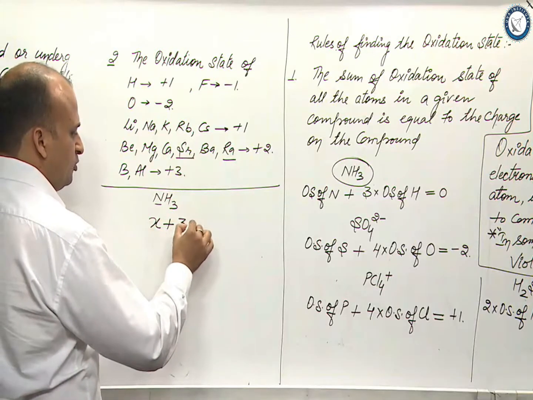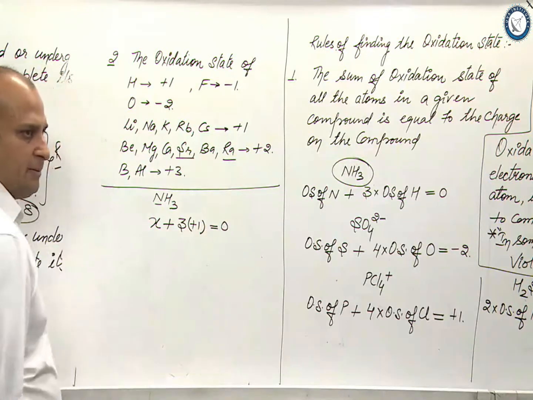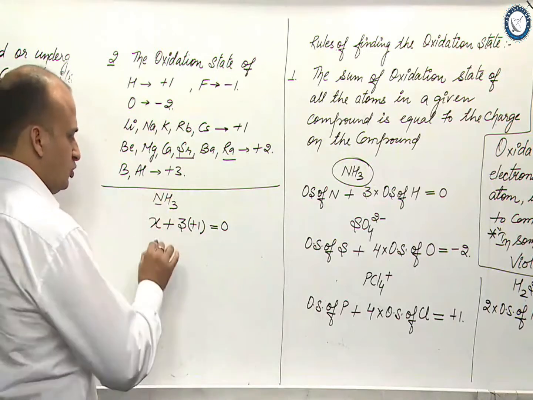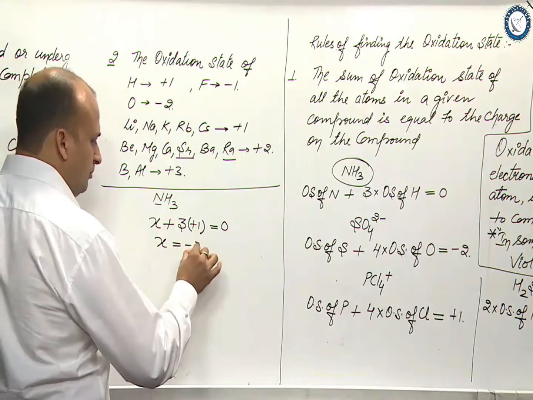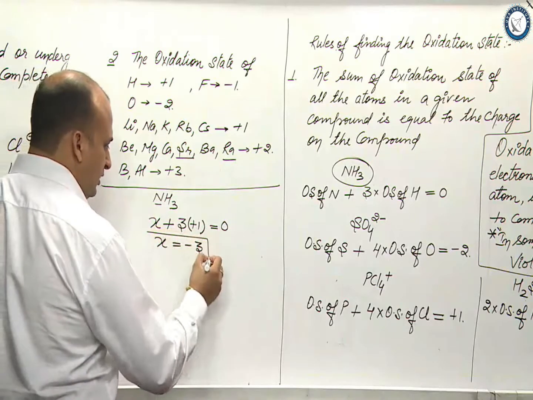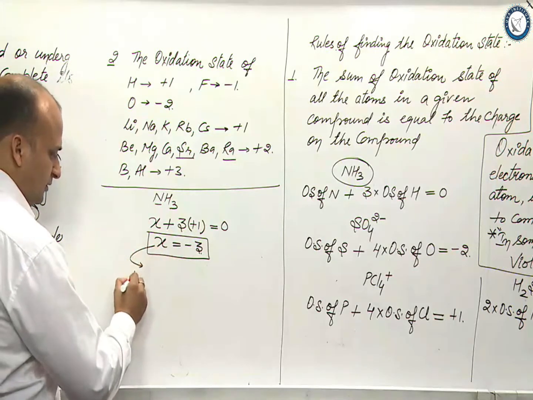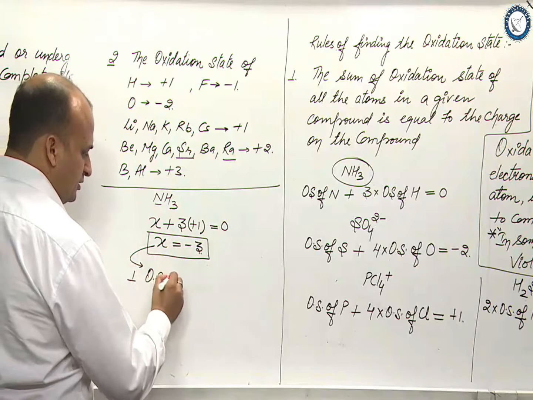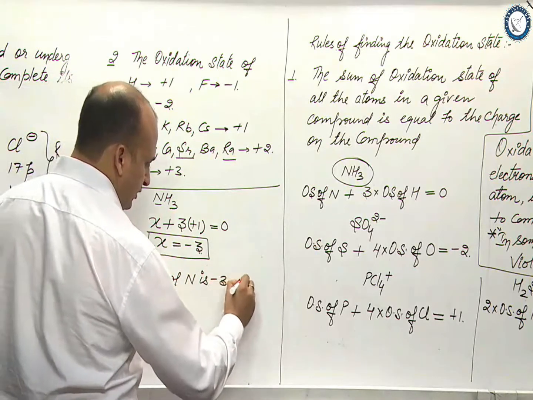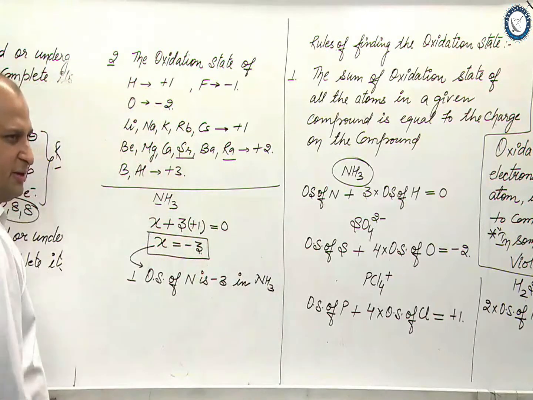There are 3 atoms of hydrogen, so 3 into +1 becomes equal to 0, because there is no charge. So X is equal to -3. So how do you read this part? Please listen to this very carefully. How do you read this part? First way, oxidation state of nitrogen is -3 in NH3.